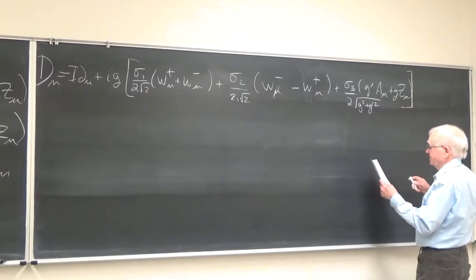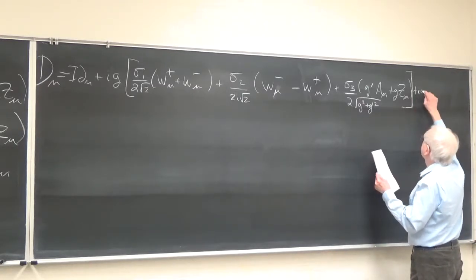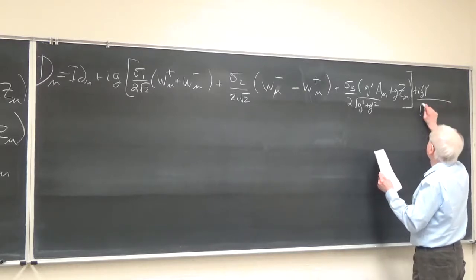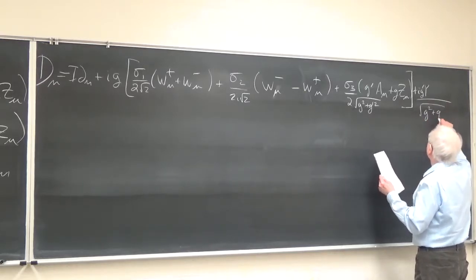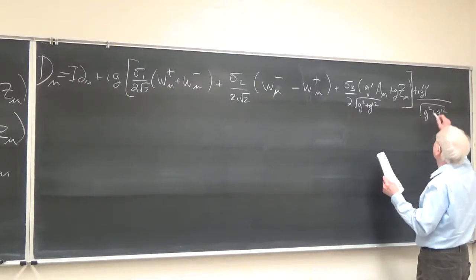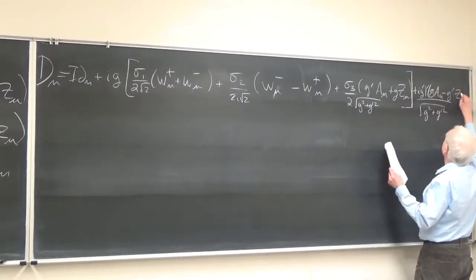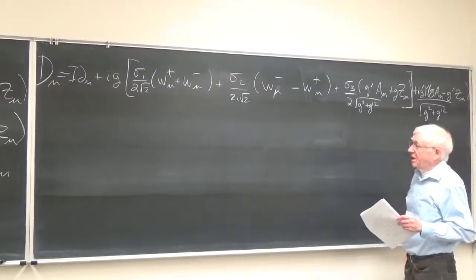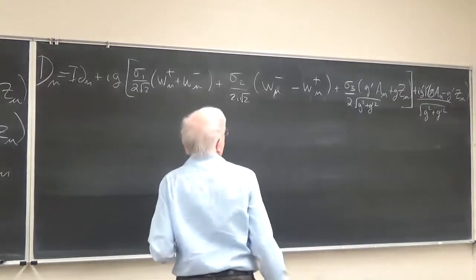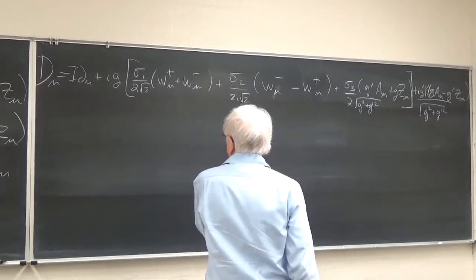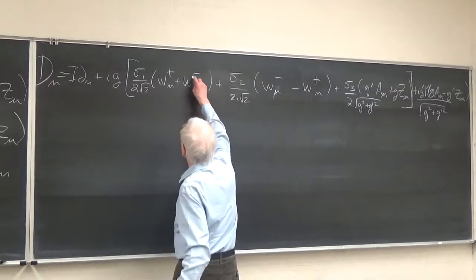see if I can squeeze the rest of it in here. Plus i g prime Y over square root of g squared plus g prime squared times g A mu minus g prime Z mu. Okay, so that's the covariant derivative acting on the Higgs field or the fermions.